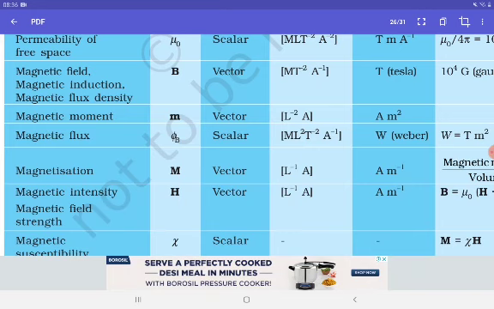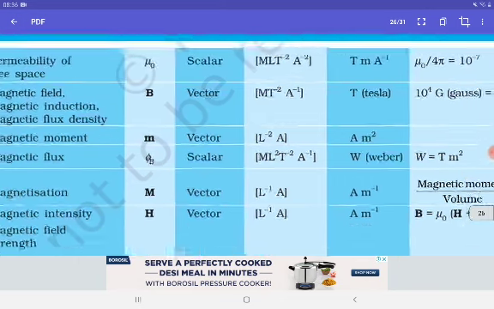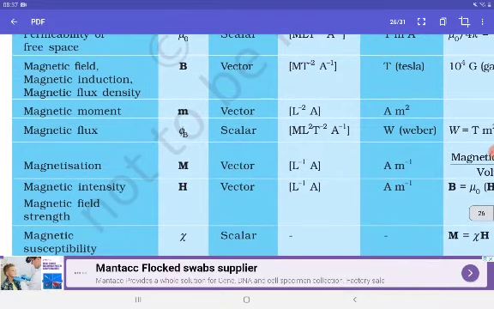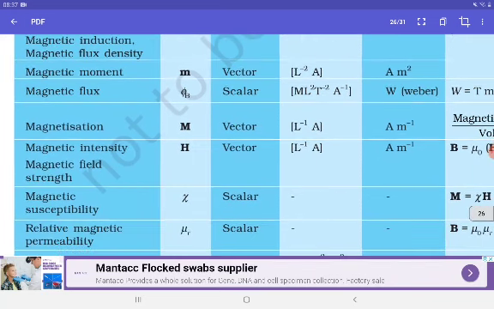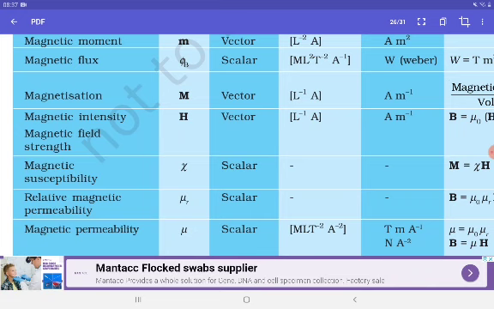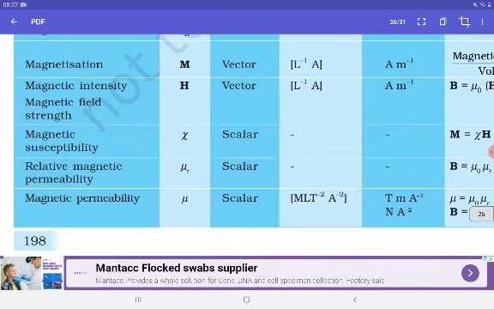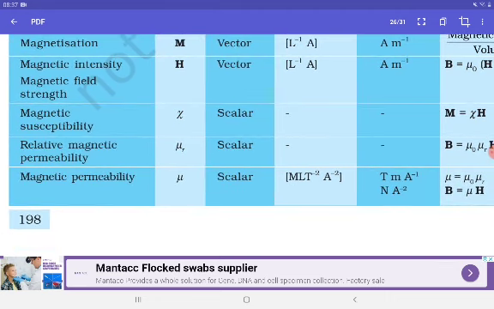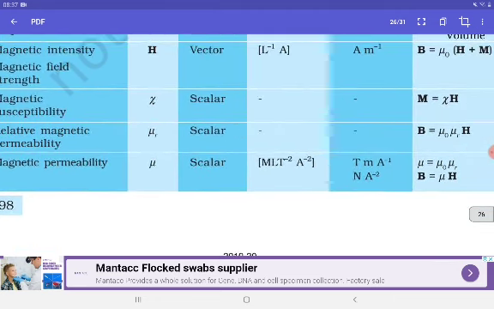Magnetic flux φB is a scalar quantity. Dimension is [M L^2 T^-2 A^-1], and its unit is Weber. Magnetization M, vector quantity, [L^-1 A], ampere per meter. Magnetic intensity, magnetic field strength H, vector quantity, [L^-1 A], ampere per meter. Magnetic susceptibility χ, scalar quantity. Relative magnetic permeability μr is a scalar quantity, and magnetic permeability μ is a scalar quantity.